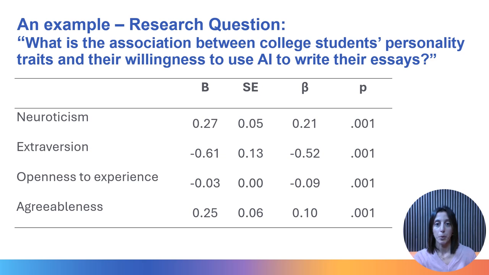Let's make an example. You are reading a paper where the research question is, what is the association between college students' personality traits and their willingness to use AI to write their essays? Once you have located the table, it is important to identify the point estimate for each association reported. The B coefficient value represents the difference in the predicted value of the outcome variable for each one unit change in the predictor variable.